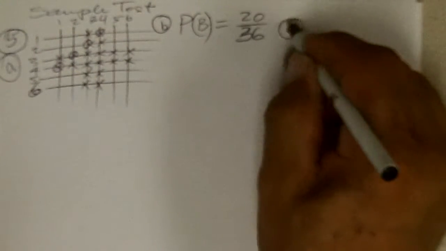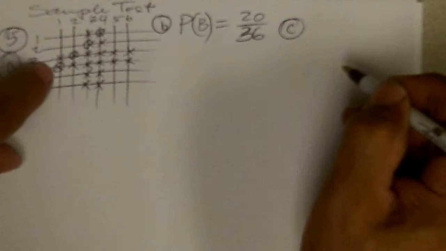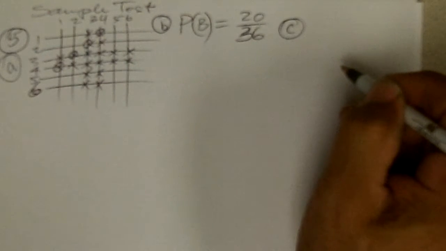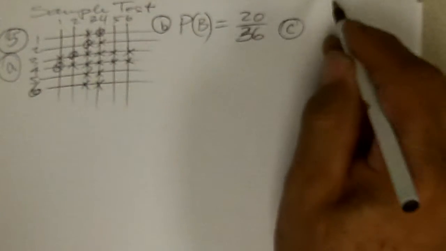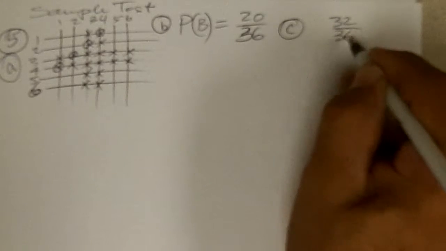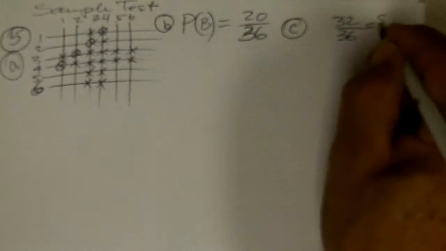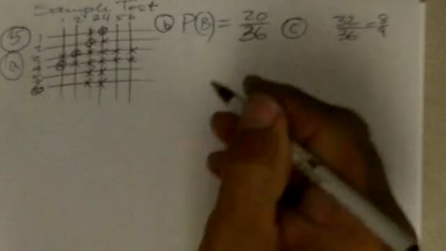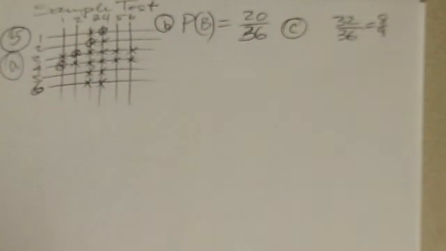C. Not A. A is those 4. Everything that's not A is all the other ones. So 4 from 36 is 32 out of 36. That could be reduced to, 4 goes in there, 8/9 if you wanted. This could be reduced to, see, 4 goes in there, 5/9.